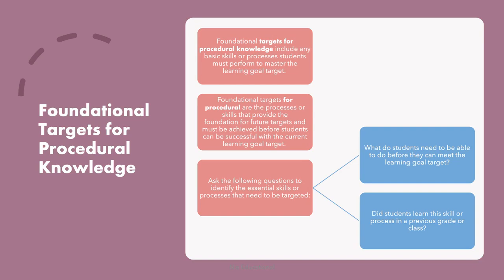So these are the skills that students need to be able to bring to the table in order to master the learning target. So you want to ask yourself the following question to identify the essential skills or processes that need to be targeted. First, what do students need to be able to do before they can meet the learning goal target? Did students learn this skill or process in a previous grade or a class? How am I going to know that? How do I know if they learned these things previously?